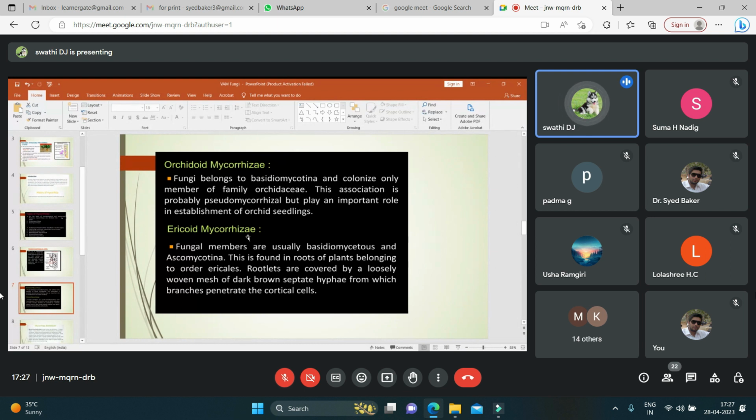When it comes to ericoid mycorrhizae, fungal members are usually Basidiomycetes and Ascomycotina. This is found in the roots of plants belonging to the order Ericales. Rootlets are covered by a loosely woven mesh of dark brown septate hyphae from which branches penetrate into the cortical cells.